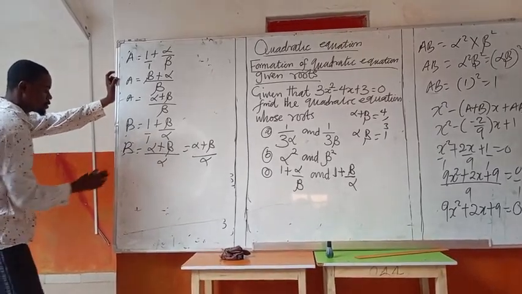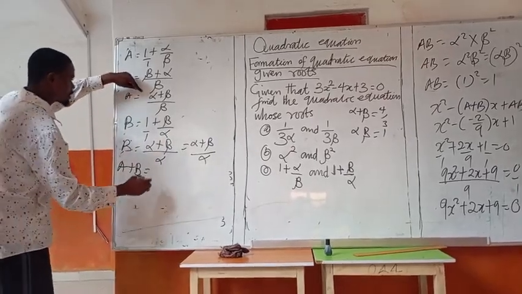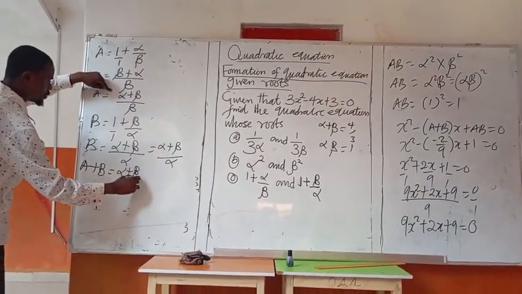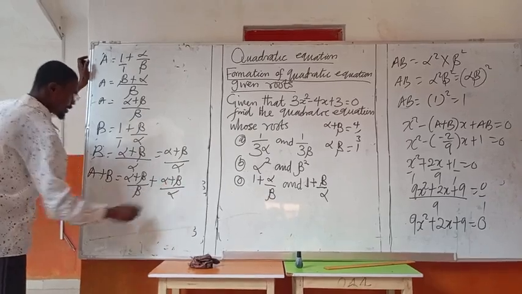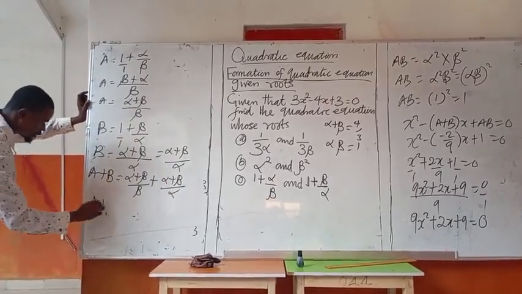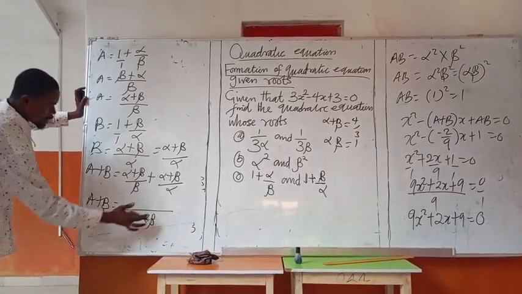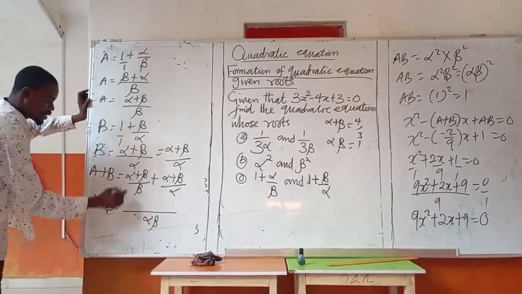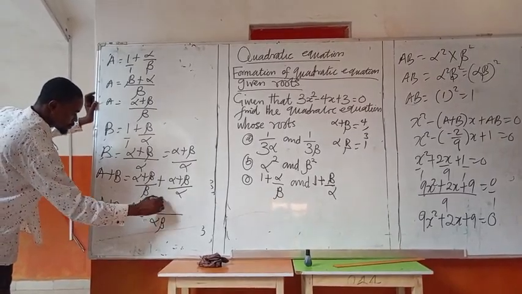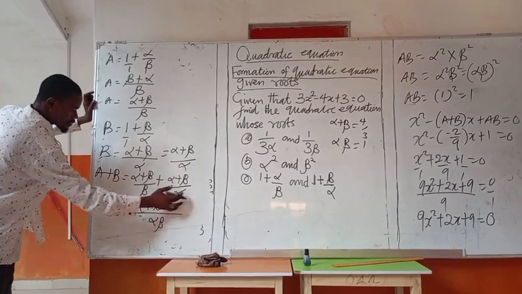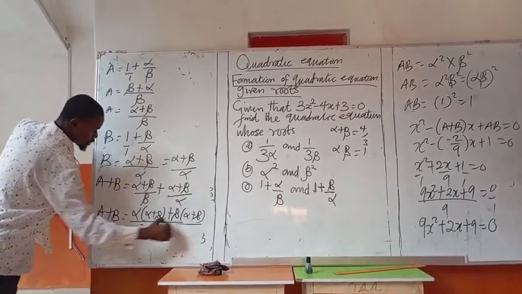So A plus B now is equal to the first one, which is alpha plus beta all over beta, plus alpha plus beta all over alpha. A plus B is equal to, LCM is alpha beta. Beta cancel beta, we have alpha. We now put alpha here, used to open the bracket alpha plus beta. Plus alpha cancel alpha, we have beta, open bracket alpha plus beta. This is what we have.